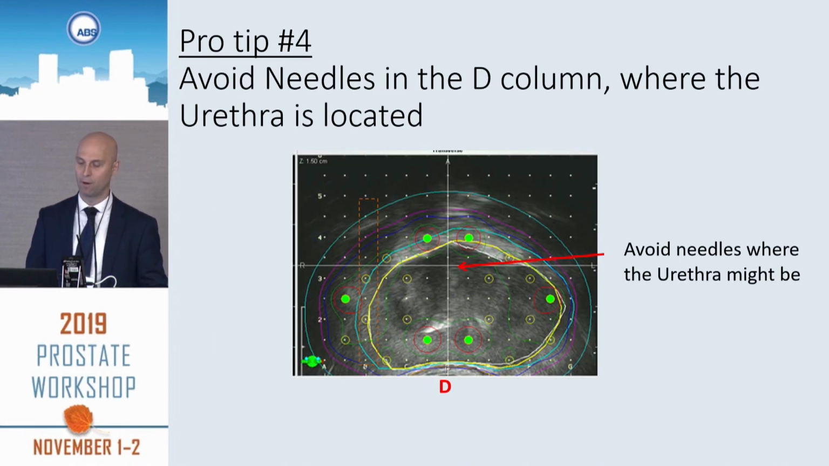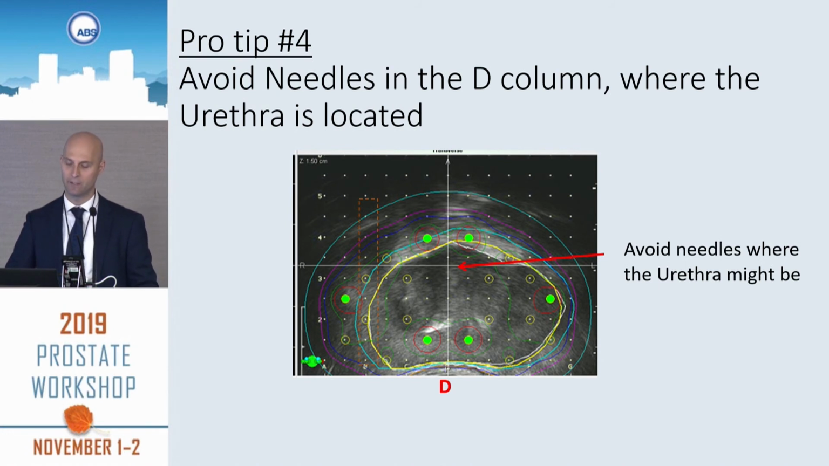Pro tip number 4, we avoid needles in the D column. So D is here. If you haven't ever used a grid, D is this middle column. And the urethra lives in that middle column generally, so we avoid needles where the urethra might be.